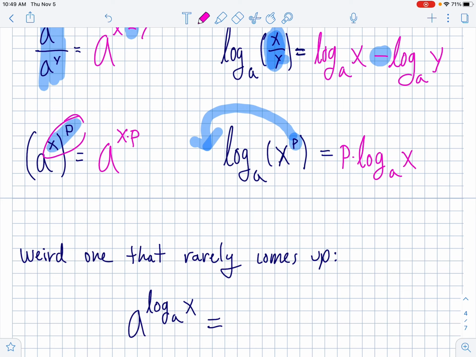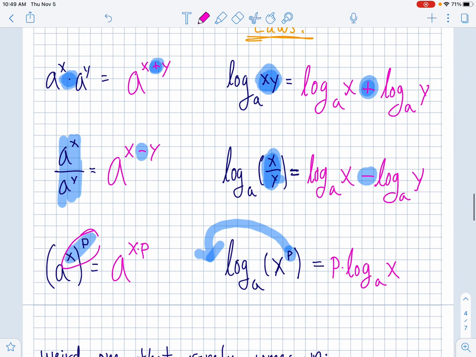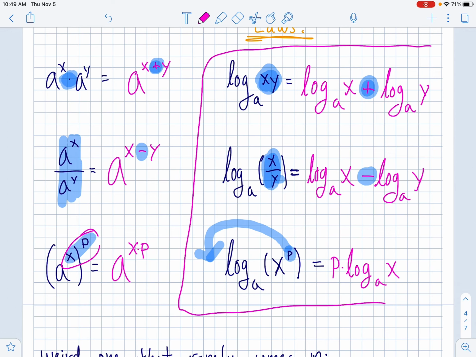Oh, that one is a good one to know that it works both ways. For all of these, they work both ways, which means sometimes it's advantageous to take a logarithm and break it apart into two. Other times, it's better to take the two logarithms and smush them back together.